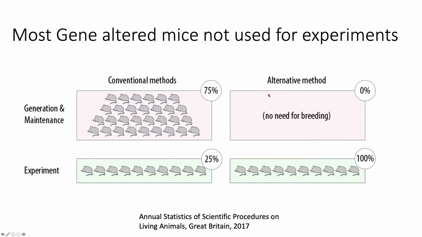Therefore, our aim was to develop an alternative method where we can induce the genetic modification in the mice without extensive breeding, and we can thereby eliminate a significant fraction of the mice needed to perform the experiments.